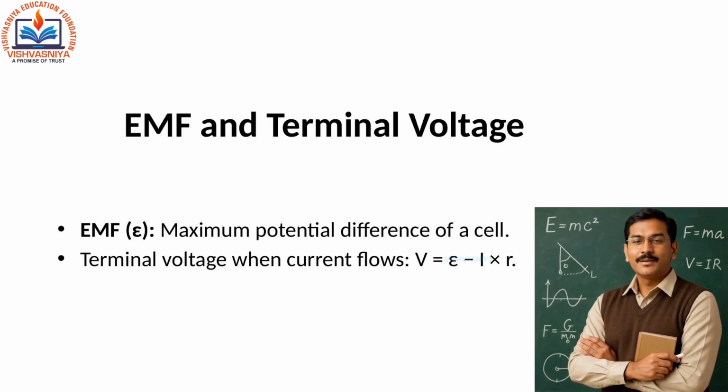EMF is the maximum potential difference provided by a cell or battery when no current flows. It's represented by epsilon. When current flows, the voltage available across the terminals becomes slightly less due to internal resistance, r. So, the terminal voltage is given by V is equal to epsilon minus I into r.